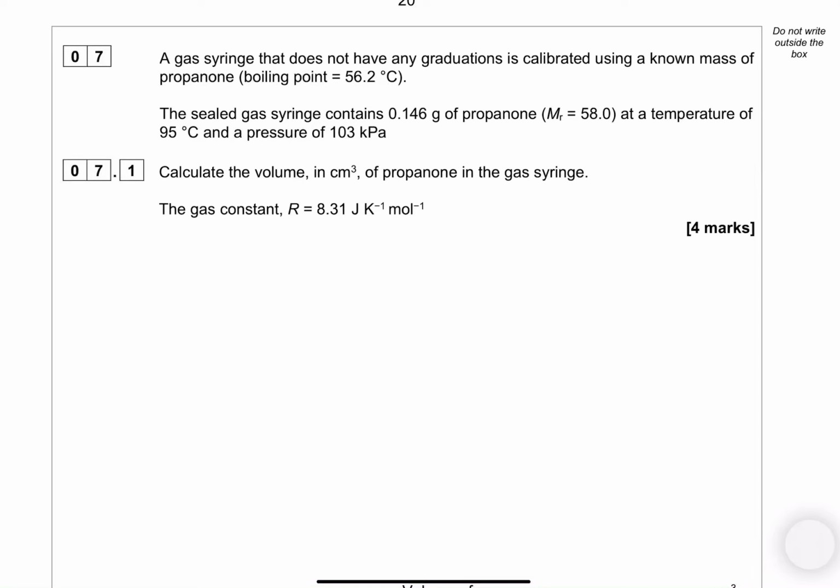A gas syringe that does not have any graduations is calibrated using a known mass of propanone, boiling point 56.2. The sealed gas syringe contains 0.146 grams with an MR of 58. So we can work out the moles by doing mass over MR. So we can put that on our calculator, 0.146 over 58. So 2.52 times 10 to the minus 3 moles.